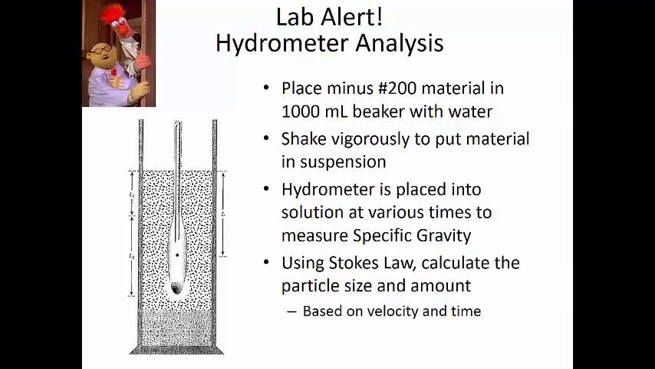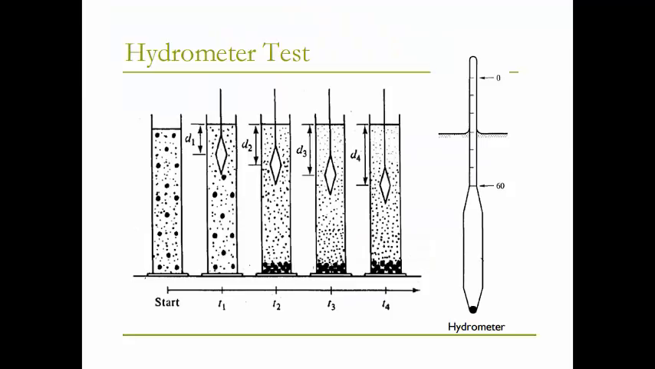The water is not necessarily just water. There is a chemical that allows the particles to separate. Shake vigorously until all the material is in suspension, and then place the jar on the counter. The hydrometer is placed into the solution over various periods of time, over a 24 or 48 hour period, to measure the specific gravity. And then Stokes' law equation is utilized to calculate the particle size and the amount. That's based on the velocity of the free fall of the material.